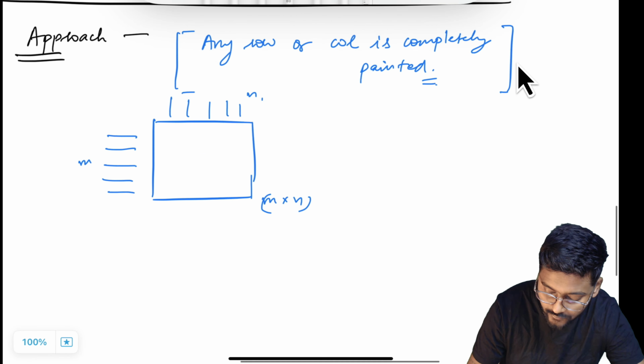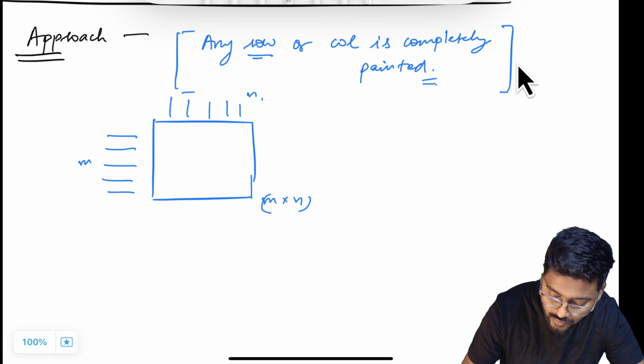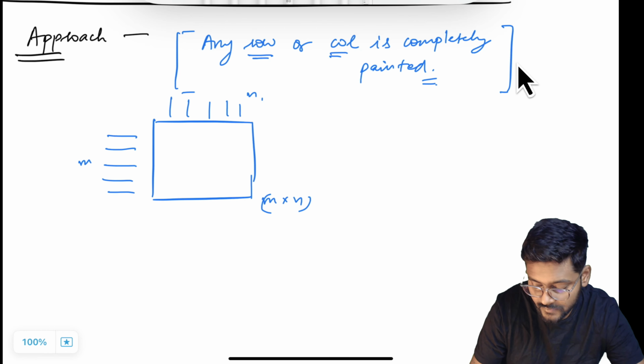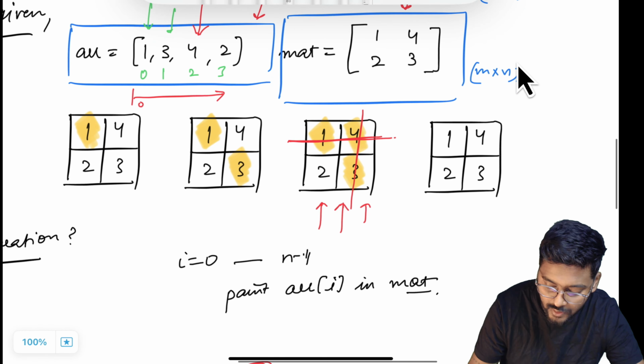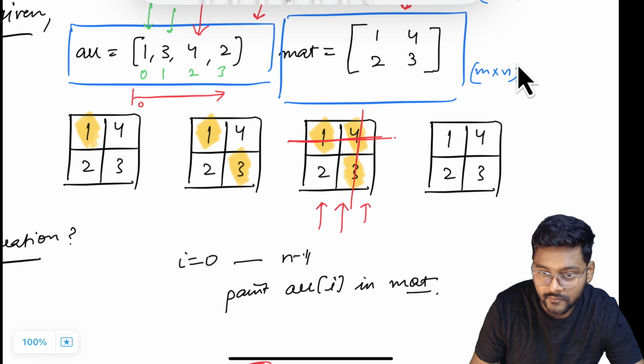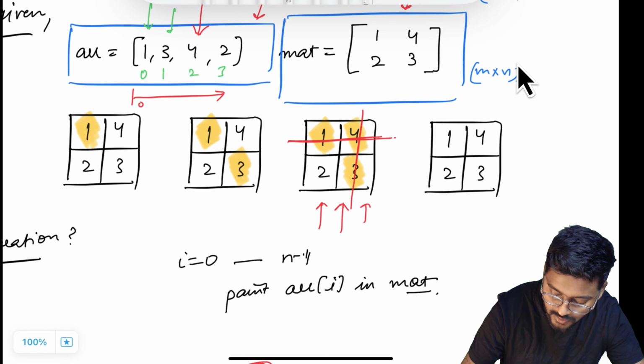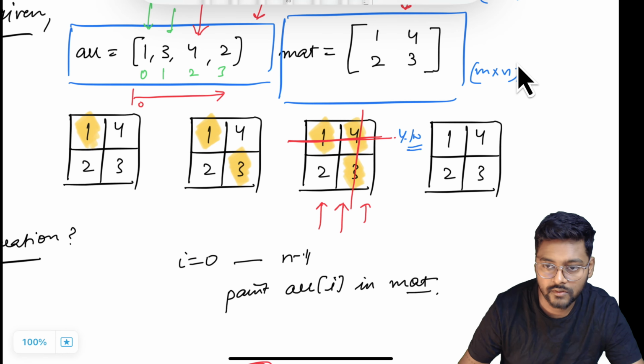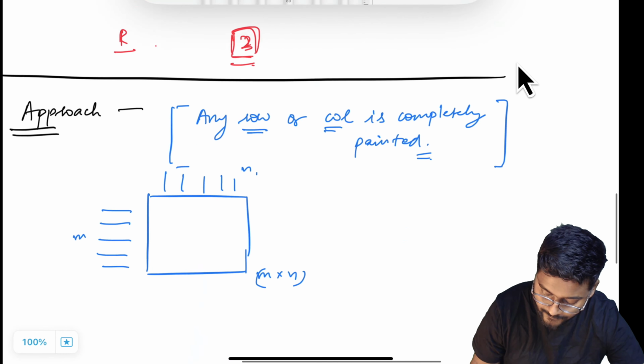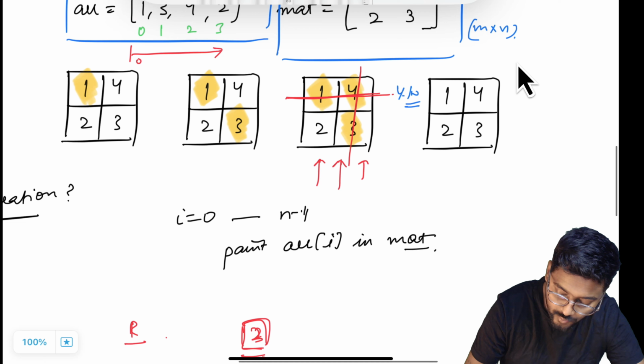How do I keep track of whether any row or column is completely painted? See, we are not concerned about the number of items which are painted. We are just concerned whether this first row is completely painted or not. Yes or no. That's all. One boolean value we require. So how do I find that boolean value?